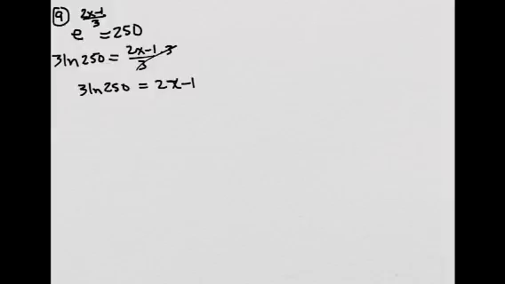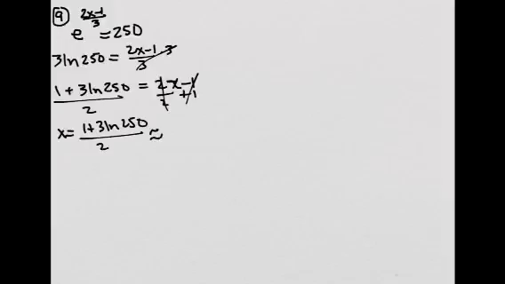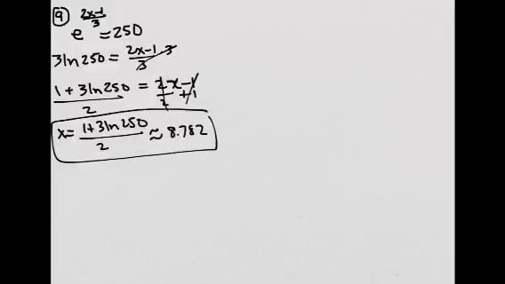We add 1 to both sides. That cancels it there. And then we divide by 2, everything on the left side, by 2. So then the exact value would be 1 plus 3 natural log of 250, all divided by 2, which is approximately equal to 8.782. So make sure that after you put 3 natural log of 250, 1 plus 3 natural log of 250, you press equal, then you divide by 2.